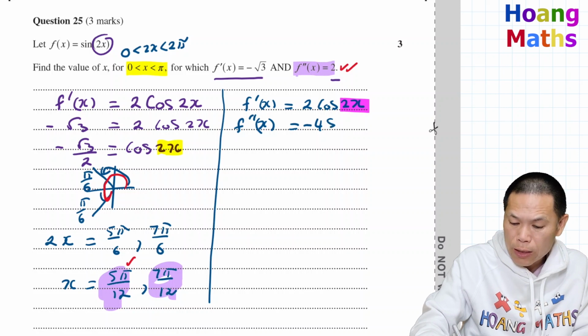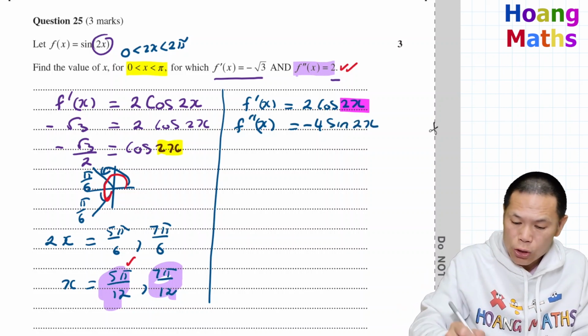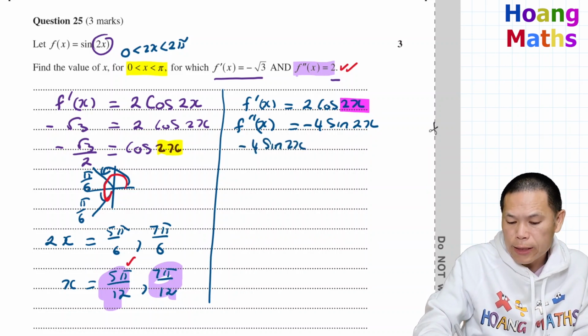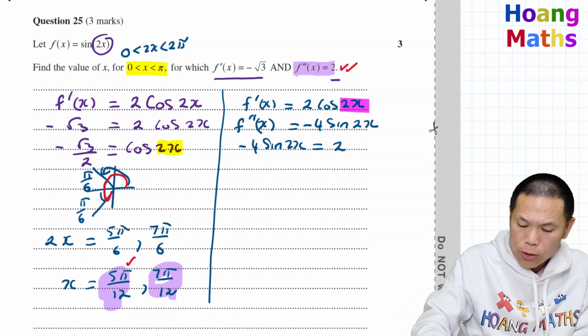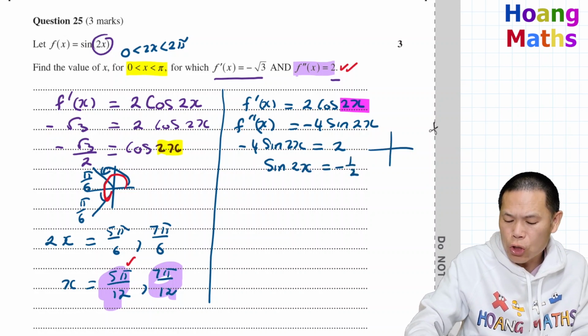I put in front sine of 2x. So there you go. f''(x) is 2 minus 4 sine of 2x, which is equal to 2. So I divided by negative 4 on both sides. Sine of 2x is equal to negative a half. So negative half for sine will be this quadrant, that quadrant.